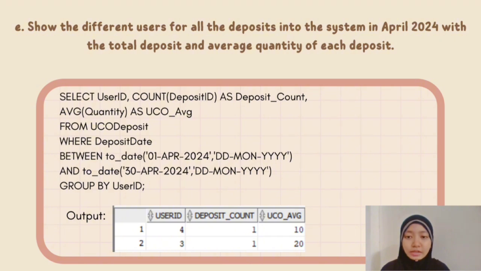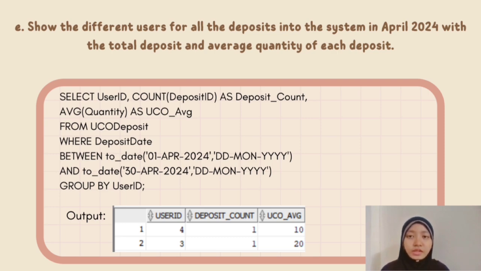The last query asks to show the different users for all the deposits into the system in April 2024 with the total deposit and average quantity of each deposit. So we will start with select attribute user ID, which is the foreign key in this table that we choose, and then use the function count to calculate the total deposit, from the attribute deposit ID, and rename it as deposit_count.